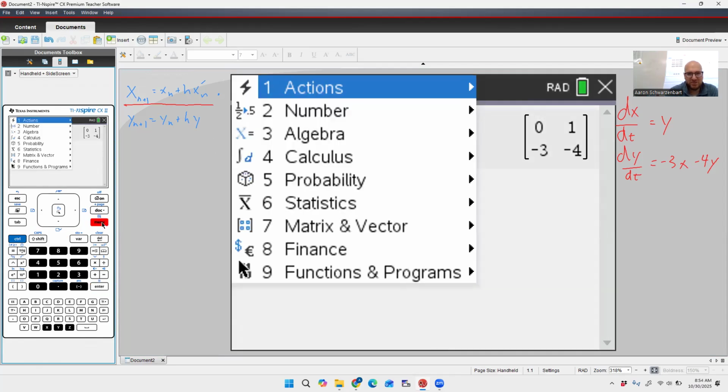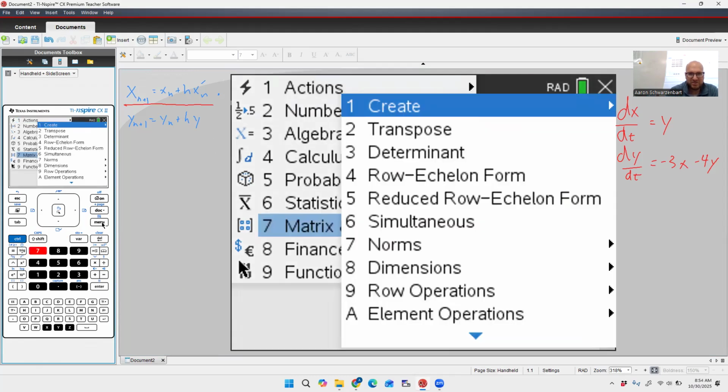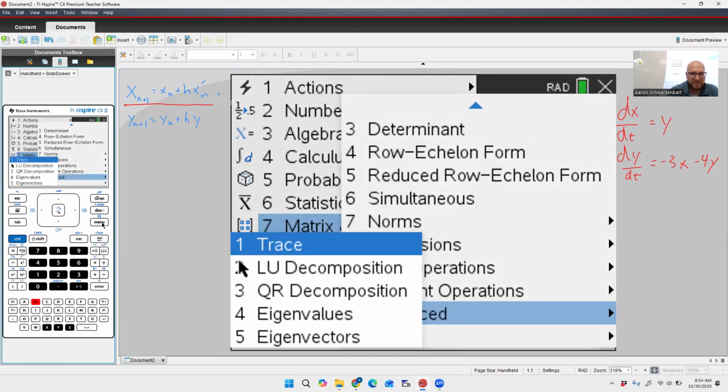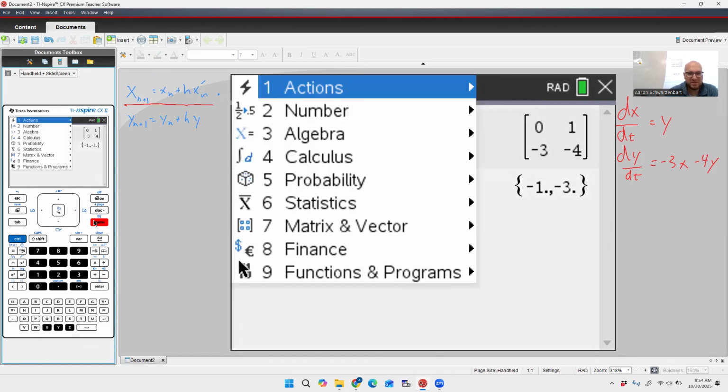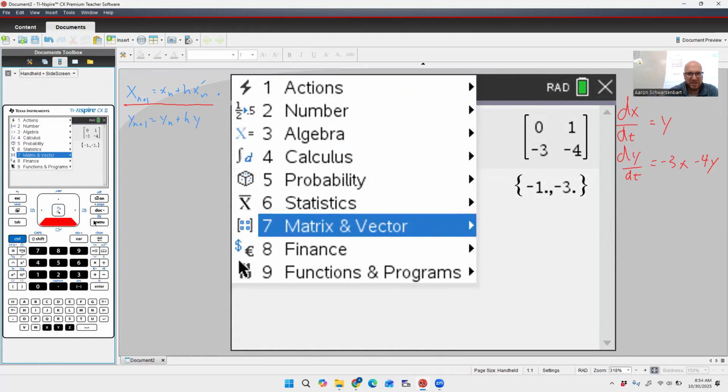Now we shall do matrix and vector. Eigenvalues of A: -1, -3. We'll go ahead and get the eigenvectors.